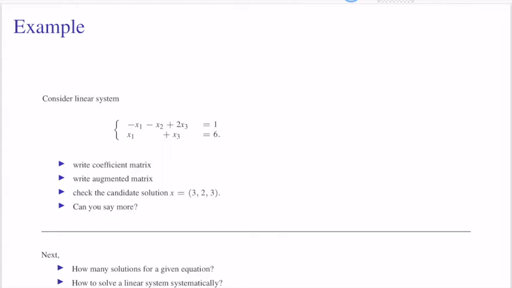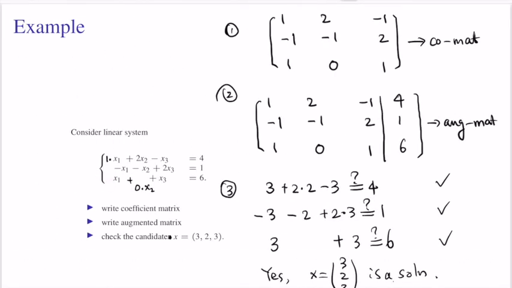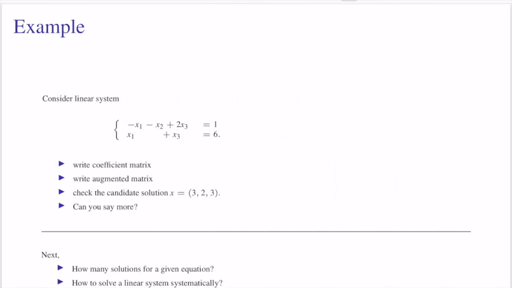Let's try another example. This time the linear system is 2 by 3, 2 equations, 3 unknowns, and we are asked to find the same things: coefficient matrix, augmented matrix, and check the candidate solution 3, 2, 3. And the last question is, can you say something more? All right. If we go back to the previous example, we will see that the last 2 equations are exactly the same as in this example. So this example is essentially the same as the previous one, except we deleted the first equation.